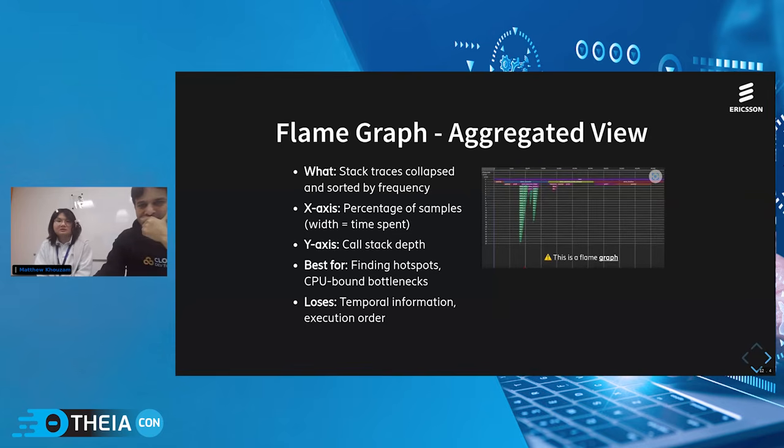For the x-axis, it's a percentage of samples. So your width would be equivalent to the time you spent running that method or function in your application. For the y-axis, it gives you the call stack depth. So let's say you have a recursive function, it will go all the way down to the simplest case. It's best for finding hotspots and CPU-bound bottlenecks. It loses the temporal information and also the execution order, which is where the flame chart comes in.